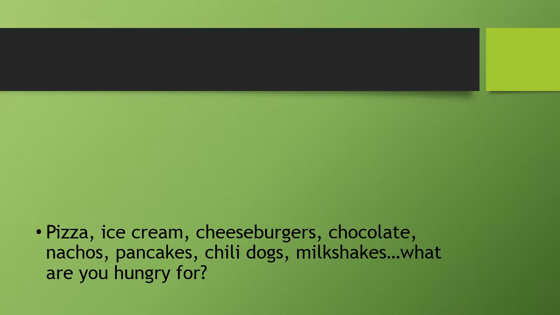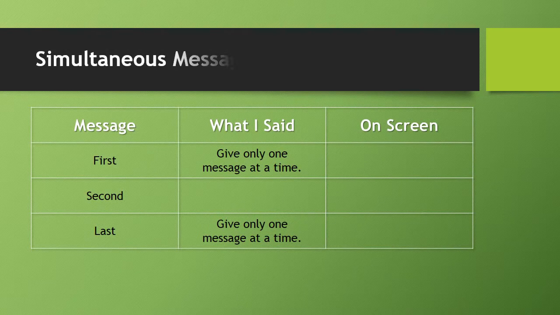Students will try to comprehend one message while the other message interferes with it, or they'll try to understand both at the same time and comprehend neither fully. I'm really sorry I had to do that to you, but it served a good purpose. In the first and last messages, what I was saying and what was on the screen were completely different.